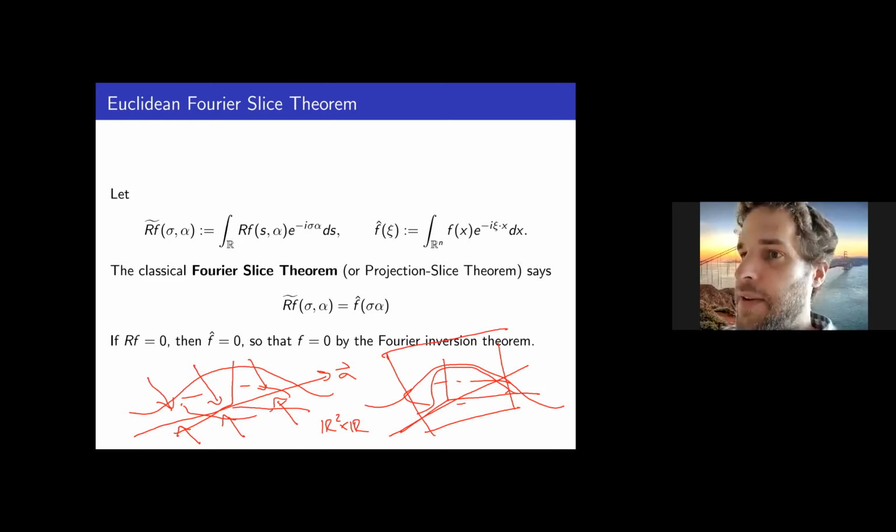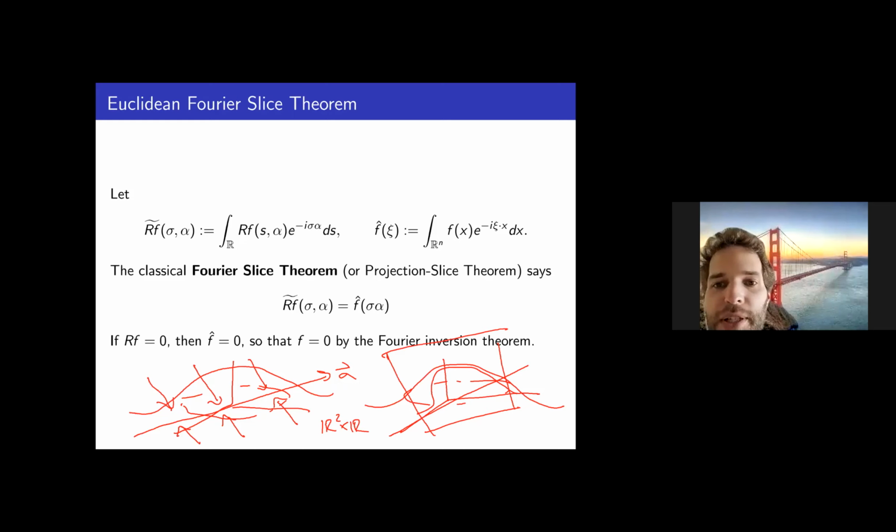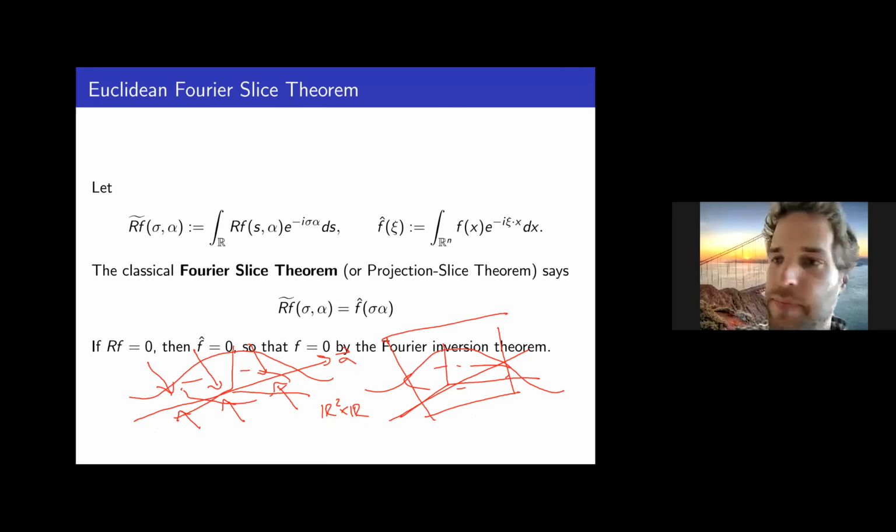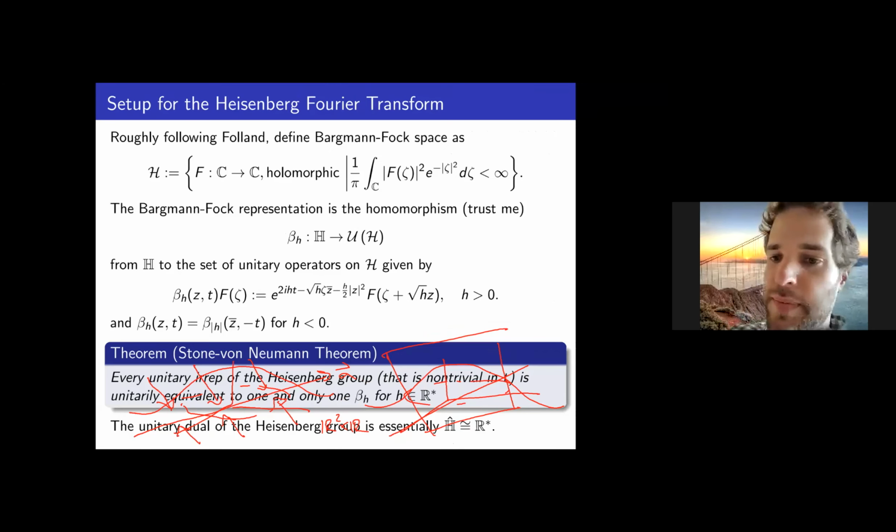Okay. And so this is helpful for proving injectivity, because if we know that the Radon transform of some function is 0, then we know that its full Fourier transform has to be 0, and so the function itself must be 0. That's the main thrust of the Fourier slice theorem. Okay. Sorry about that. Apologies.